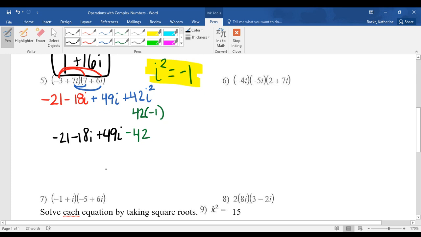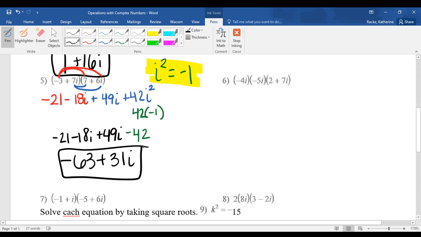Now we're just combining like terms. So negative 21 minus 42 is going to give me a negative 63. And then negative 18i plus 49i is going to give me a positive 31i. That would be our final answer.